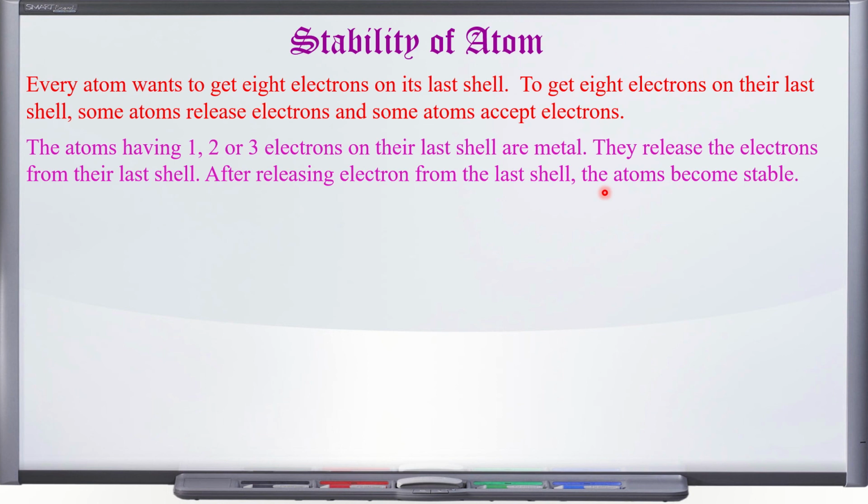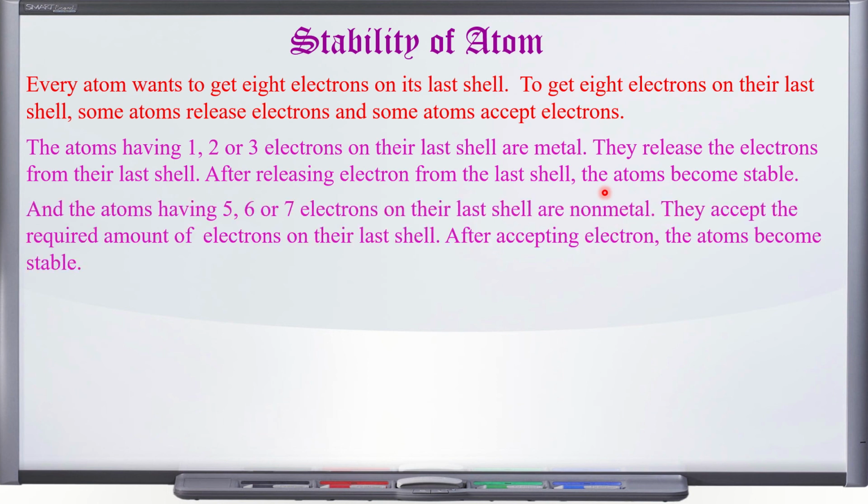But more than 3 electrons cannot be released by an atom. So, when an atom releases 3 electrons from its last shell, then the previous shell had 8 electrons. So now, after releasing these outermost shell electrons, the atom gains stability by holding 8 electrons on its last shell, because its last shell is now the previous shell. After releasing electrons from the last shell, the atoms become stable.